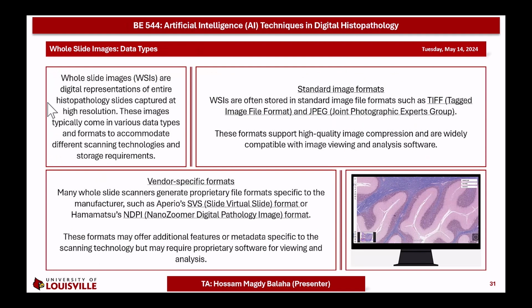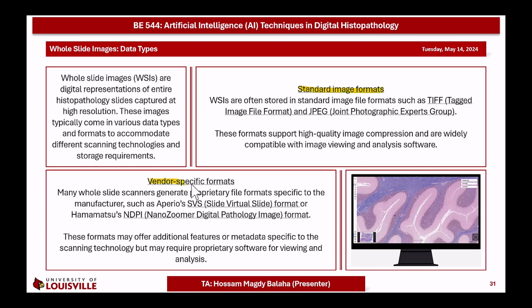So as we said, whole slide images represent the physical slide in a digital format, and we are going to store it in an approach like the pyramidal approach. So we need to know what data type the whole slide image will be stored in on the device. There are different data types. The first one is standard image formats such as TIFF, JPG, JPEG, and so on. These formats support high quality image compression and are widely compatible with image viewing and analysis software. So you can basically open a JPG image on your phone screen or any traditional software.